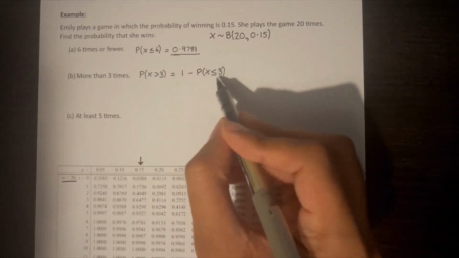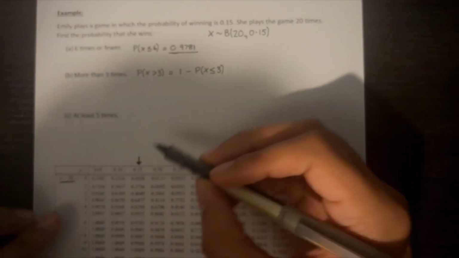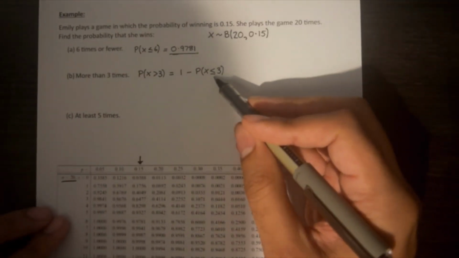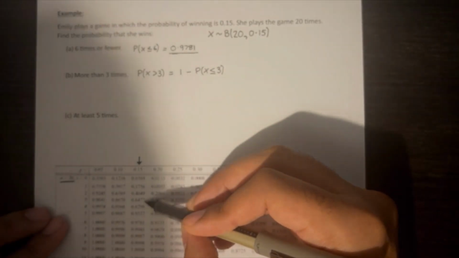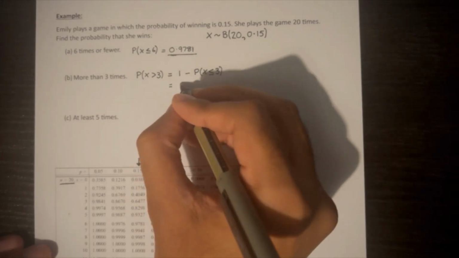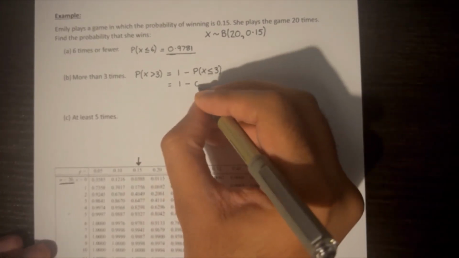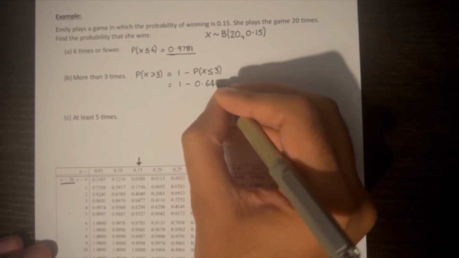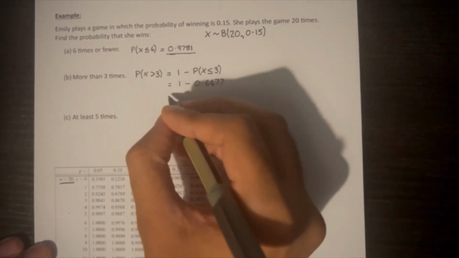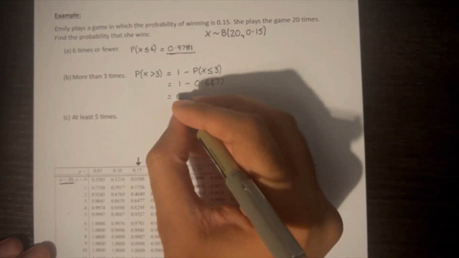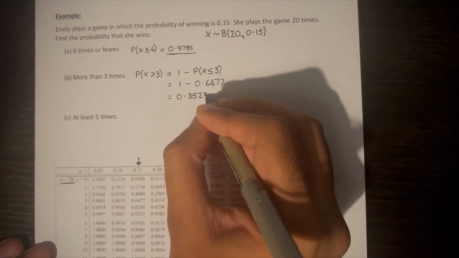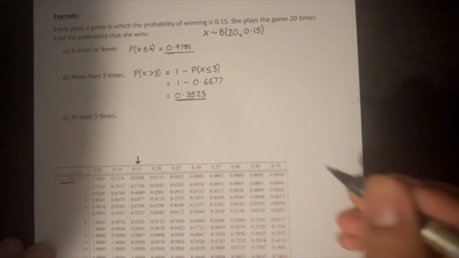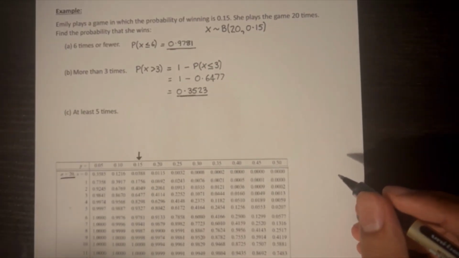They are two exhaustive events, essentially. Either it's greater than 3 or it's less than or equal to. And this value comes from our tables. So x being less than or equal to 3, I've got 0.6477. So I can say that that is 1 minus 0.6477, which is equal to 0.3523. So that is the probability that Emily wins more than 3 times.